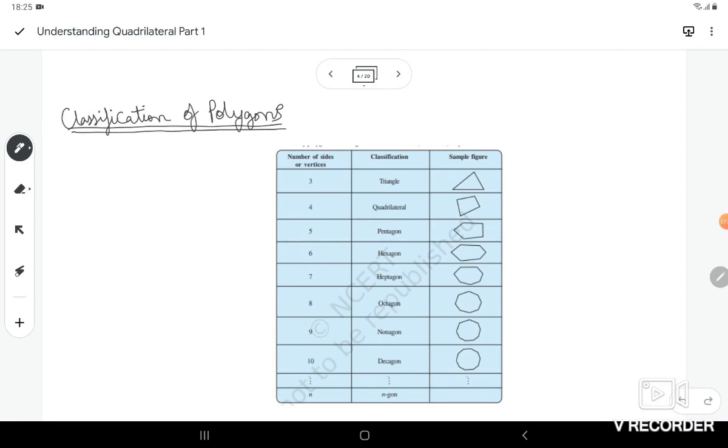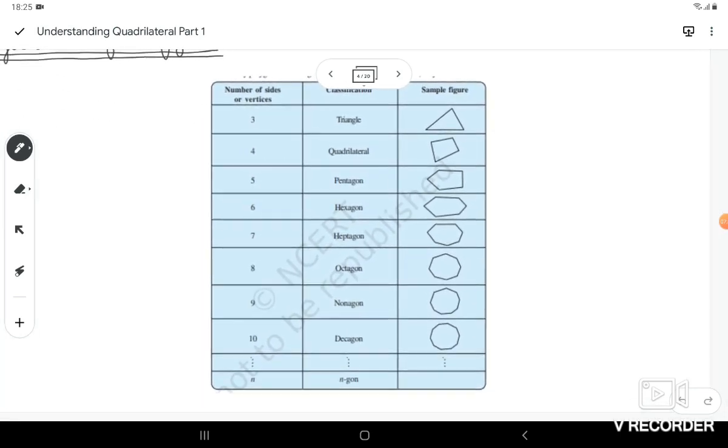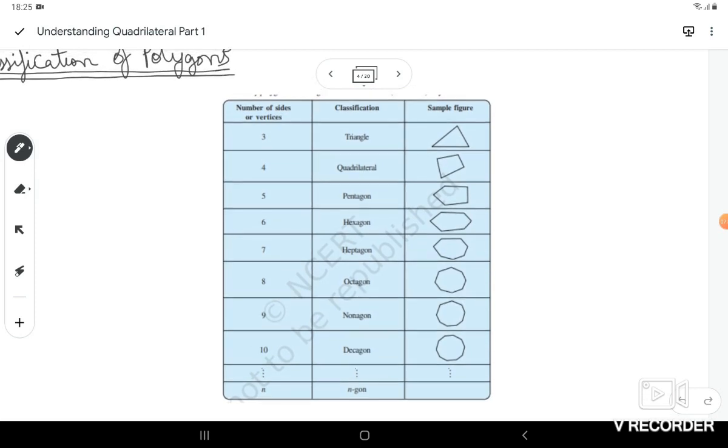Now there is classification of polygons based upon the number of sides. Based upon number of sides, the polygons can be classified and their naming convention is given. So the minimum number of sides or the vertices a polygon has is 3, and we call it, you already know it, as a triangle. Now if we have the number of sides or vertices as 4, then it is known as quadrilateral. A 4-sided figure is known as quadrilateral.